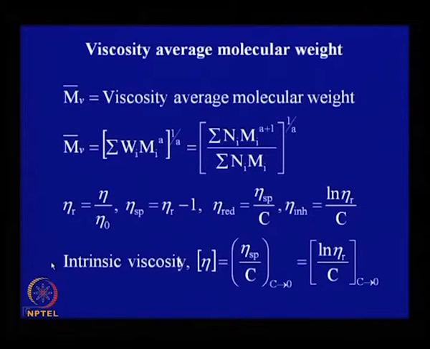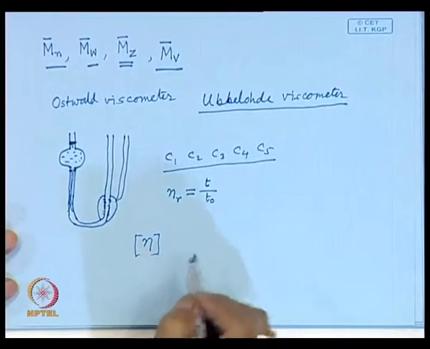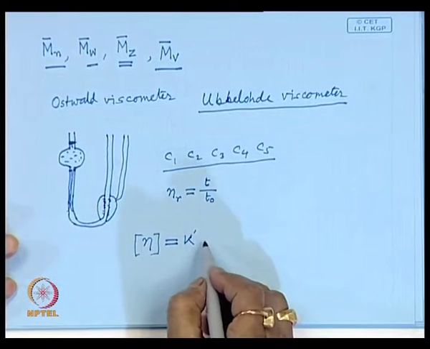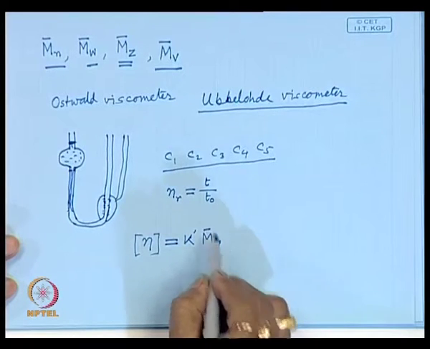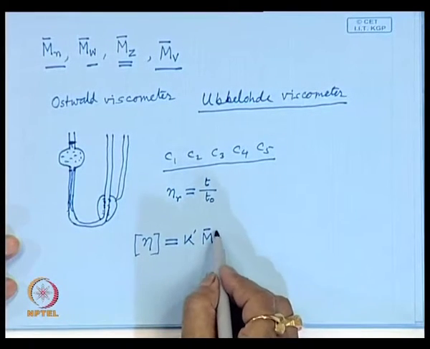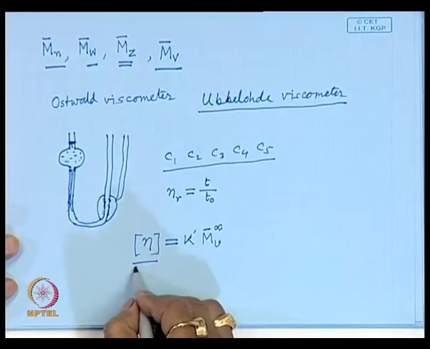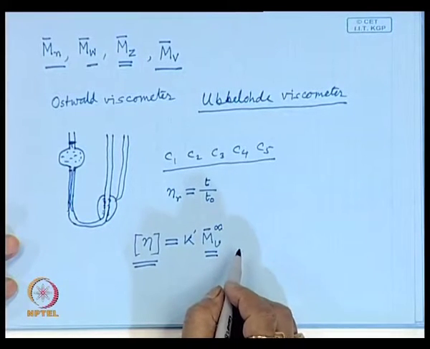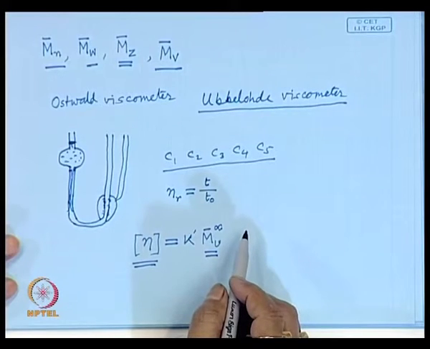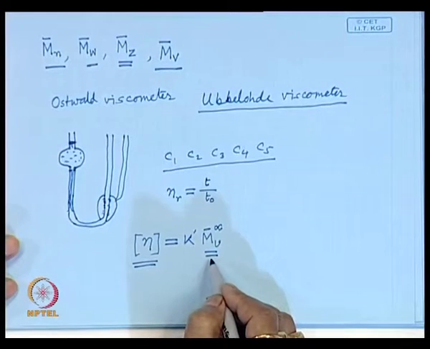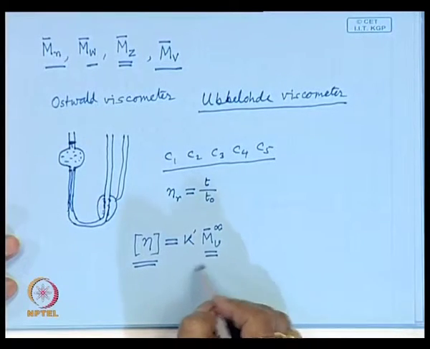Intrinsic viscosity is a viscosity term which is related to eta under third bracket is equal to some constant, say k or k prime, into M v bar, viscosity average molecular weight, raised to the power alpha or a. That means, this intrinsic viscosity is related to molecular weight, because there is an obvious question, sir, after measuring these flow times, then how can we get this viscosity average molecular weight data?